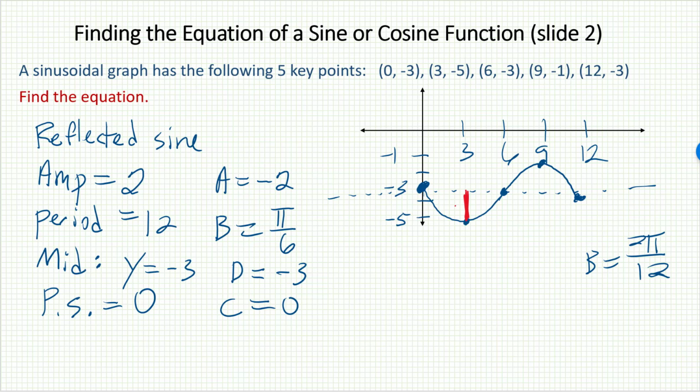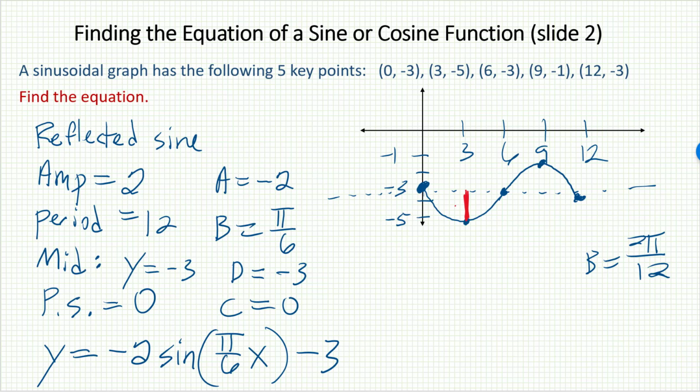Well, that's plenty for me to write down my equation. It's going to be y equals the a, negative 2. We picked sine, reflected sine. The b is pi over 6. I don't have the second parentheses because I didn't need a phase shift, so just x. And then minus 3 for that d value at the end. Here is the equation of the graph that we drew.